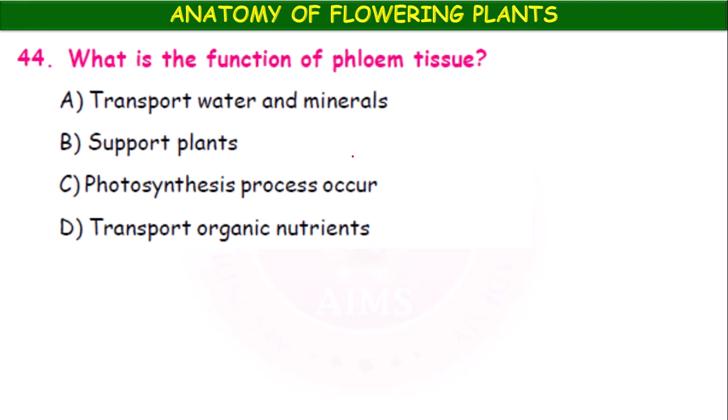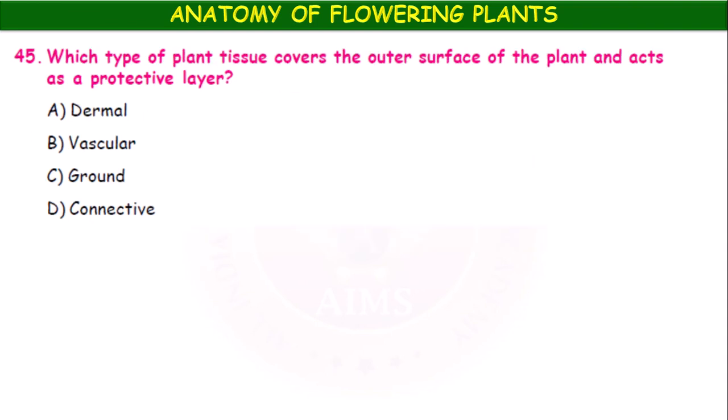What is the function of phloem tissue? Transport water and minerals, support plants, photosynthesis process occur, transport organic nutrients. The main function of the phloem is to transport organic nutrients, meaning food materials. Which type of plant tissue covers the outer surface of the plant and acts as a protective layer? Dermal, vascular, ground, connective. Dermal.